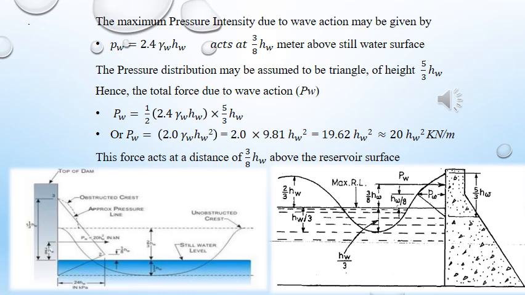Since capital Pw is known and the force is acting, if the moment is taken about the toe, then it is capital Pw into capital H, the height of water, plus 3 by 8 hw. This comes out as the moment, and this moment has a clockwise direction. So this is a disturbing force.